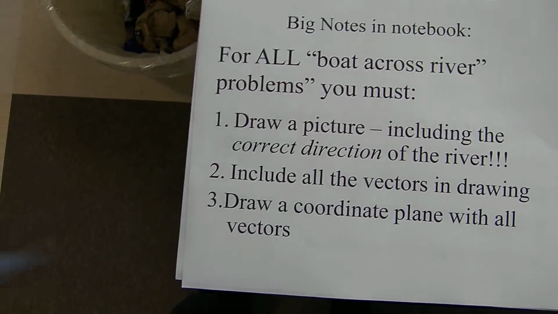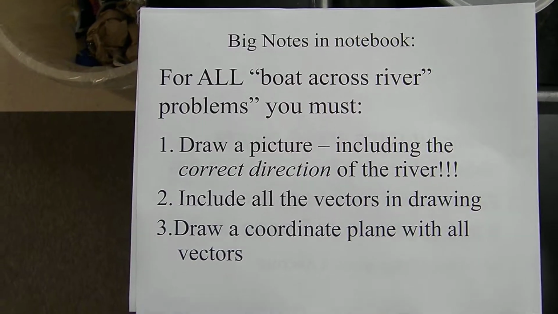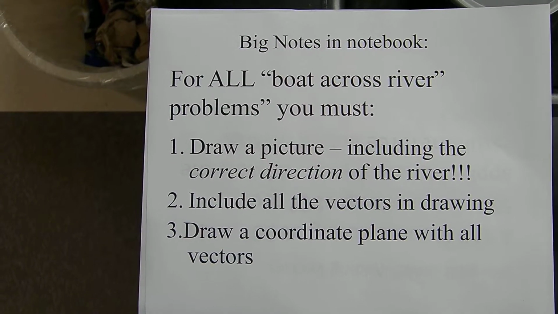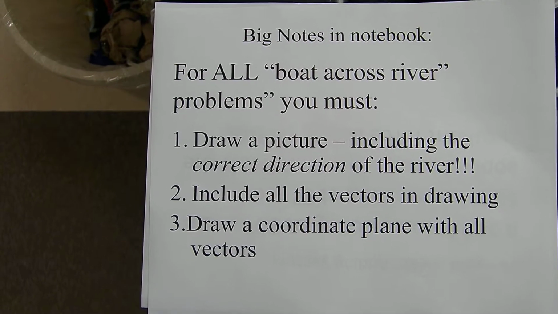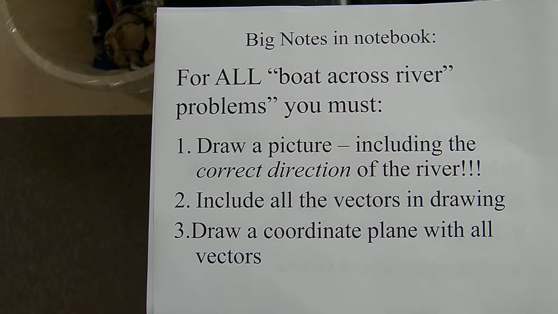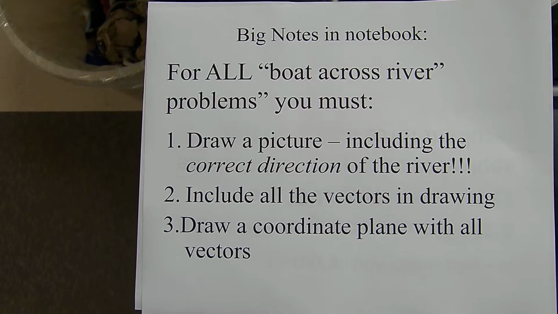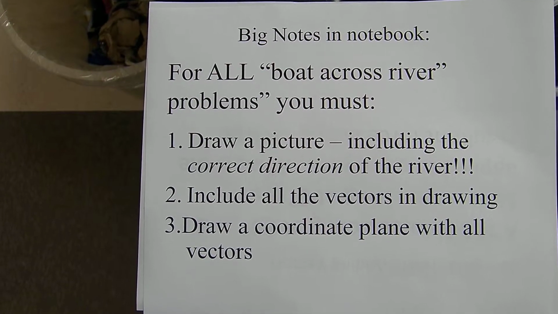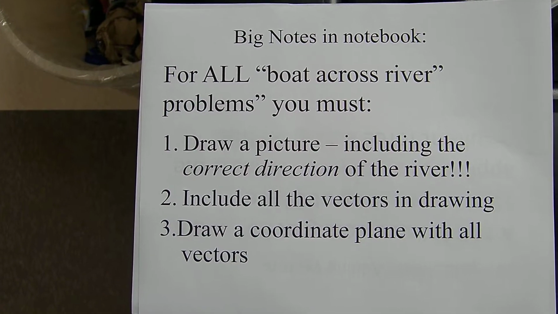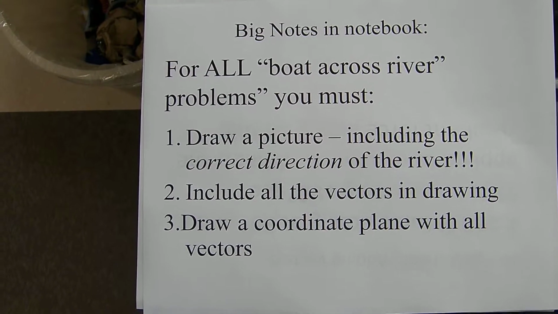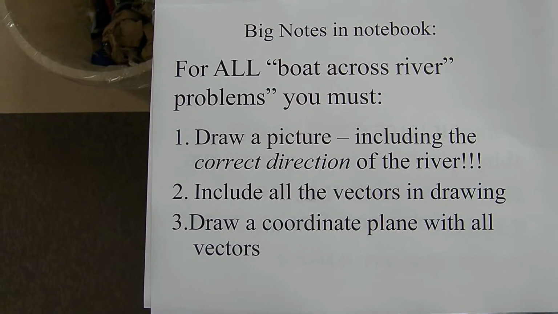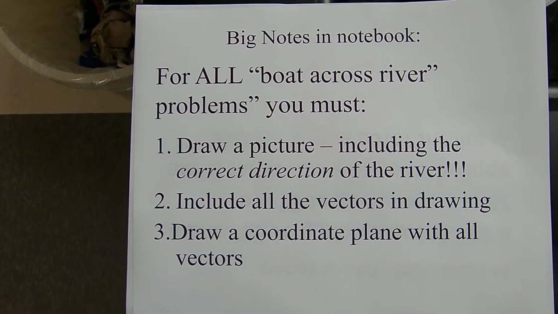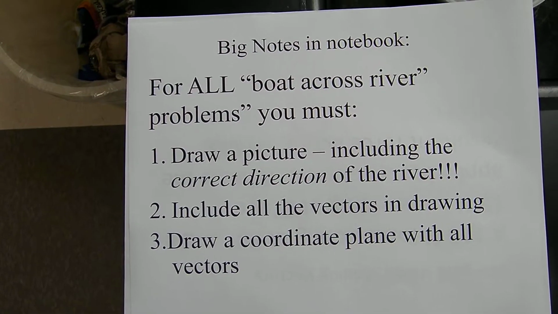Now, you should already have in your notes the big notes for how to do these problems. There are three very important things that you must include. Number one, you have to draw a picture which includes the correct direction of the river and everything inside the river. After you've made your picture, then you have to draw a coordinate plane placing the vectors correctly on that. So let's go through the directions for that on the board.